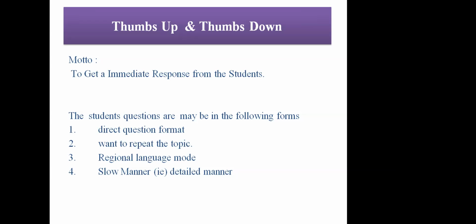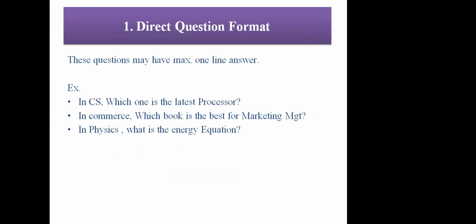The student questions may be in the following forms. First one is a direct question format. Want to repeat the topic. A regional language mode, slow manner and detailed manner. See here, first one is a direct question format. Here, the direct question may have a single word or single line answer. For example, in a computer science department, which one is the latest processor?